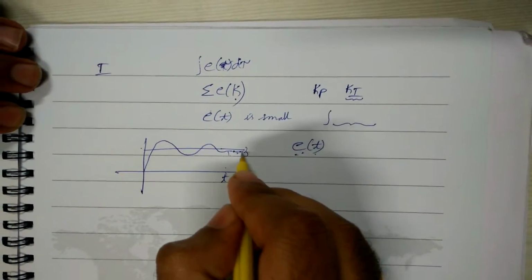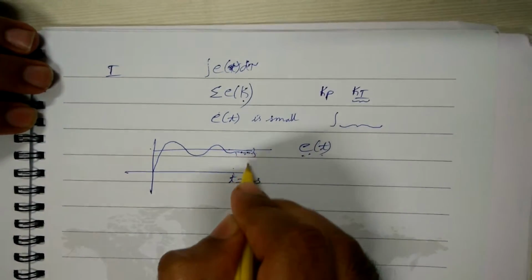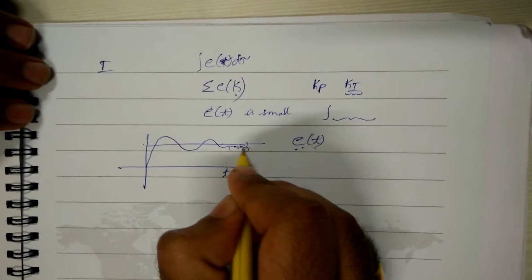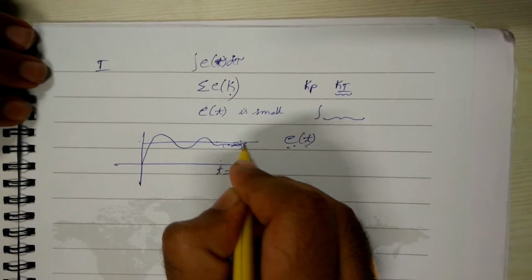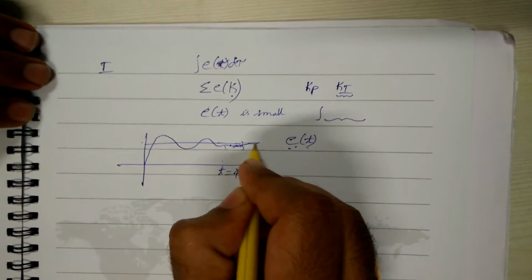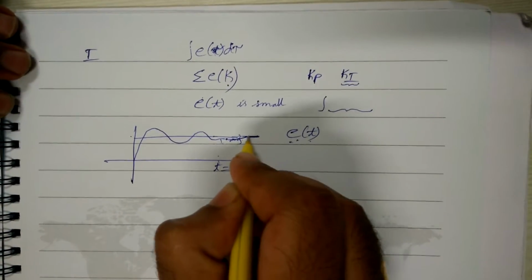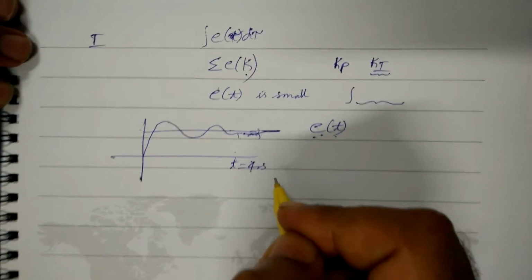So after some time, if we plug in I controller in this kind of situation, slowly depending upon Ki value, it will reach the steady state value and the steady state error can become 0.